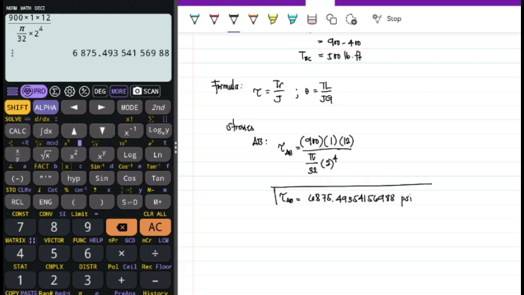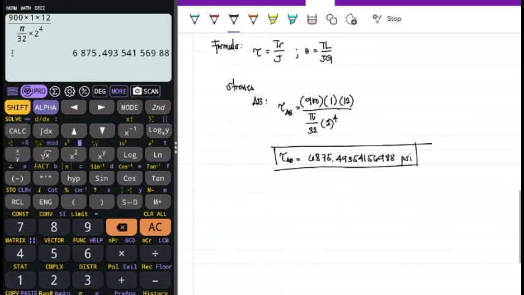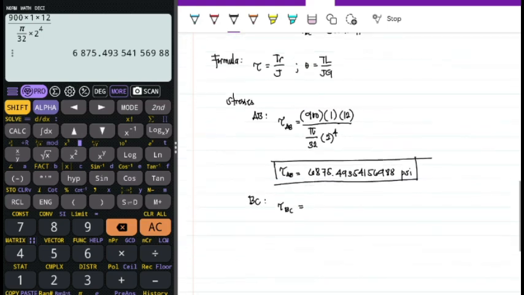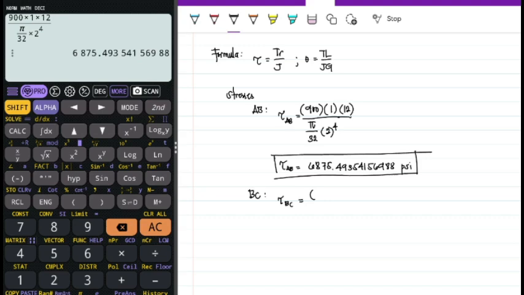Now, since we are asked to solve for the maximum shear for the individual segments, we know that the formula for shear is TR over J, right? And then J, the value of J, is pi over 32 d to the fourth in terms of diameter, and pi r to the fourth over 2 if it is in terms of radius.